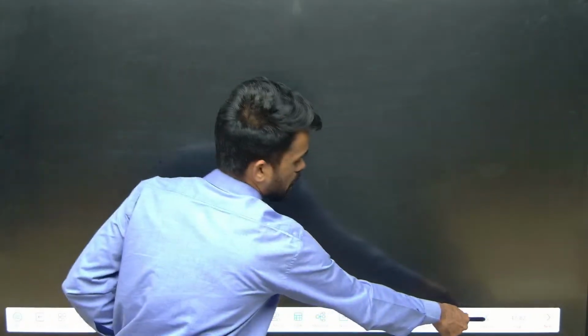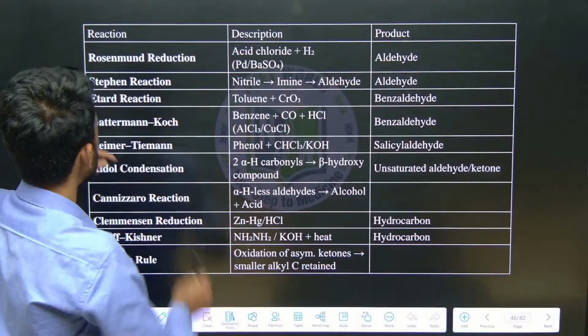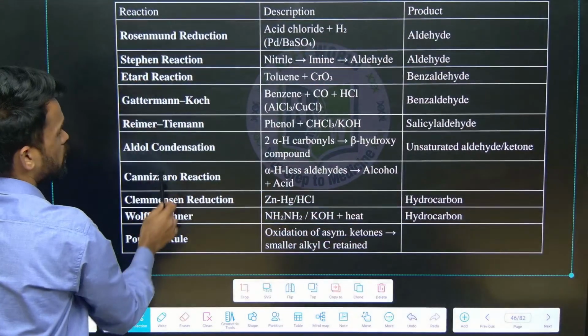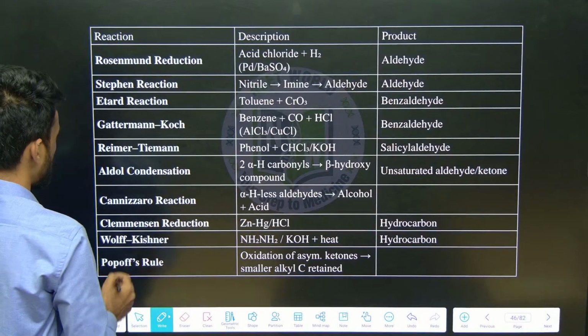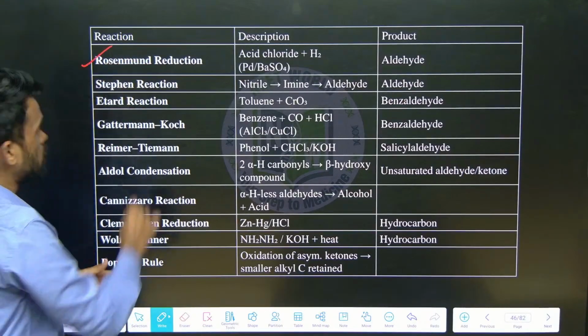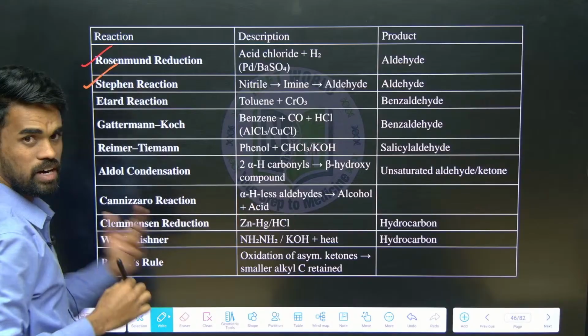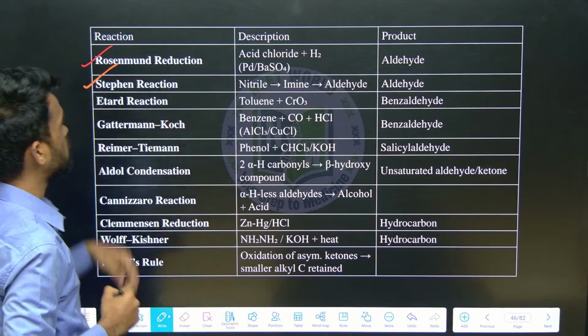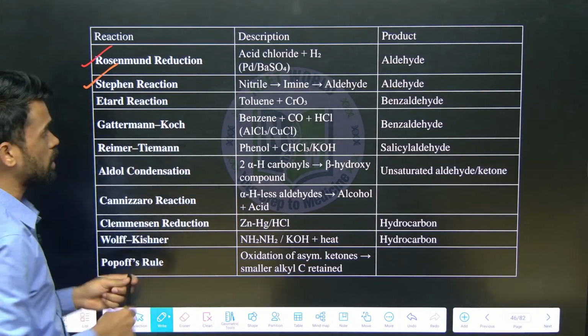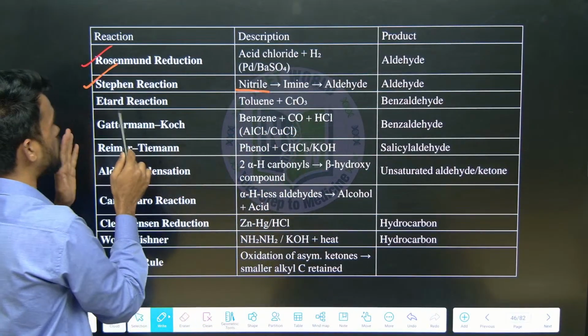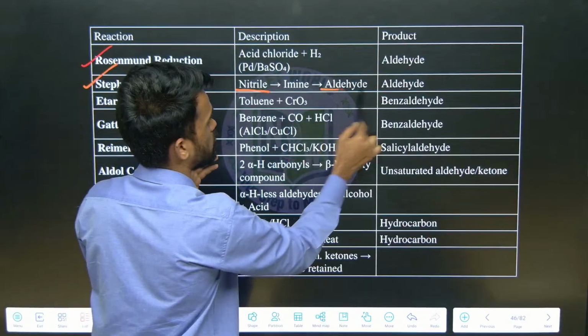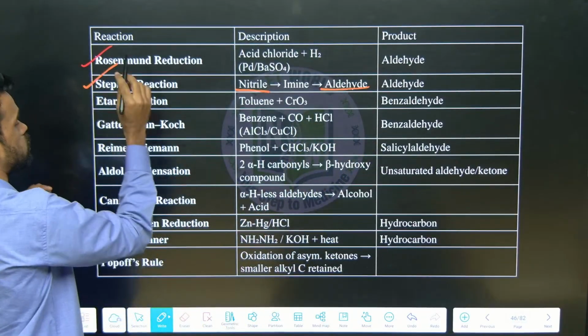In the last class I have discussed Rosenmund reduction. These are some important named reactions we must know. The first one, Rosenmund reduction, is done. Next is Stephen reduction, or Stephen reaction. It's not reduction, it's a reaction. So alkyl nitriles convert into aldehydes. Yes, this is also discussed.